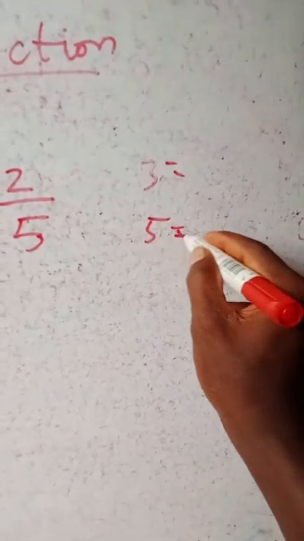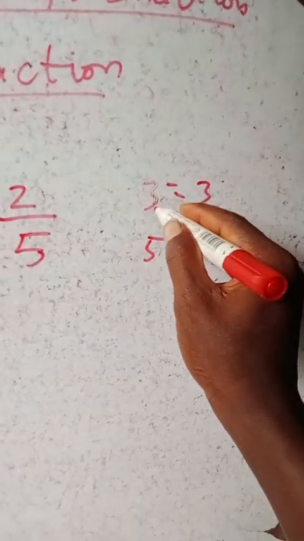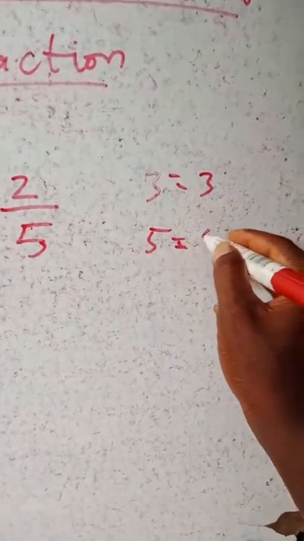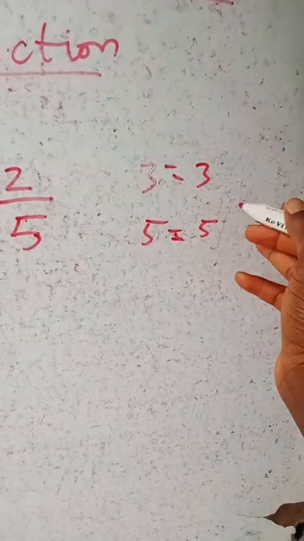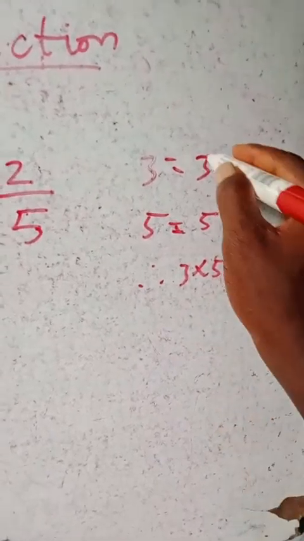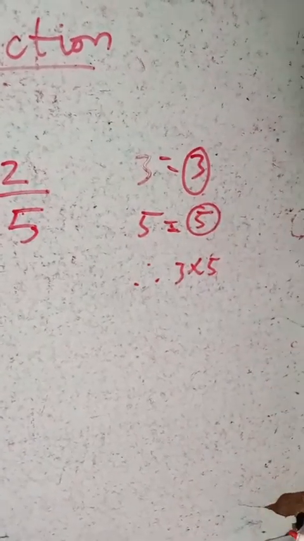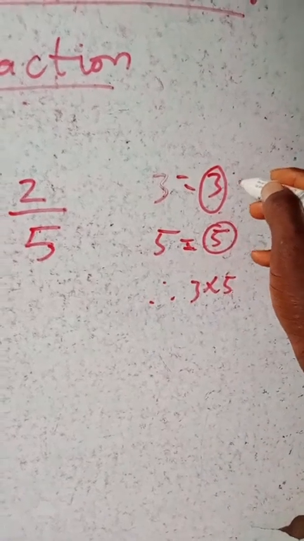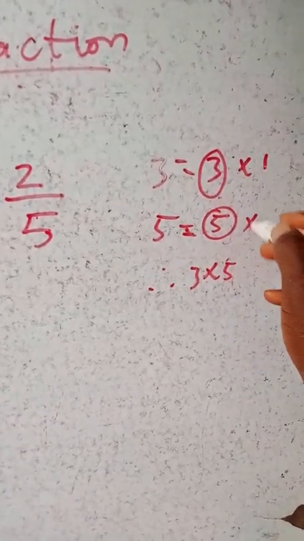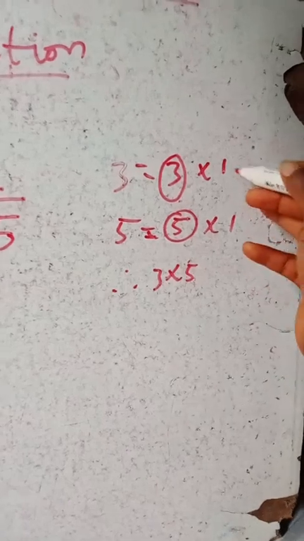So the LCM of 3 and what? 5. Okay, LCM of 3 and 5. 3 is 3 times 1, that will give you 3. So what about 5? 5 is 5 times 1, that will give you 5. Okay, so therefore the LCM will be 3 times 5. Okay, so since this is on its own, it's not the same as this. Okay, do you understand? Let's say you want to write 3 times 1 is 3. Okay, and then 5 times 1. But you know, 1 is not a prime number. Okay, that's why I'm avoiding it.